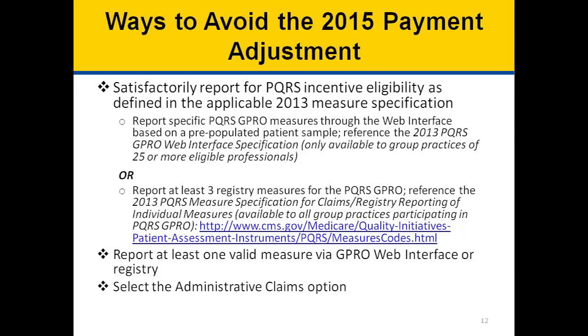Report at least 1 valid measure via the GPRO Web Interface or Registry, or select the Administrative Claims option.